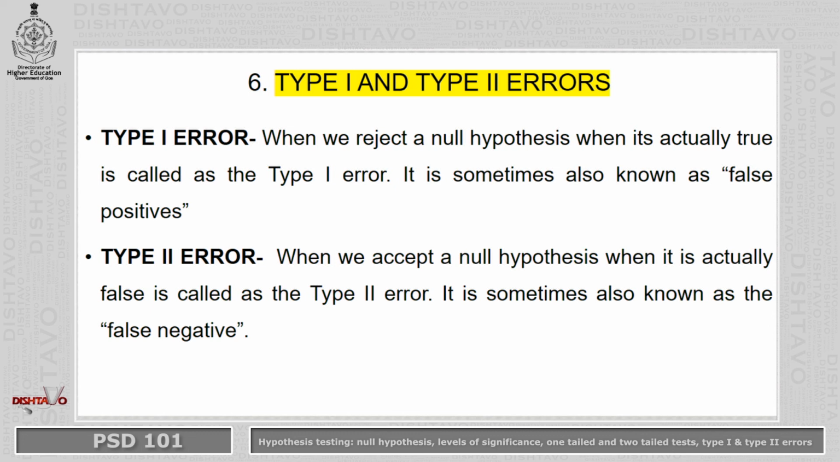Coming to the last concept, type 1 and type 2 errors. Now, when we reject a null hypothesis when it is actually true, it is called a type 1 error. Type 1 errors are sometimes also known as false positives. Similarly, we could have a type 2 error. So when we accept a null hypothesis when in actuality it is false, this is called a type 2 error. Type 2 errors are sometimes also known as false negatives.